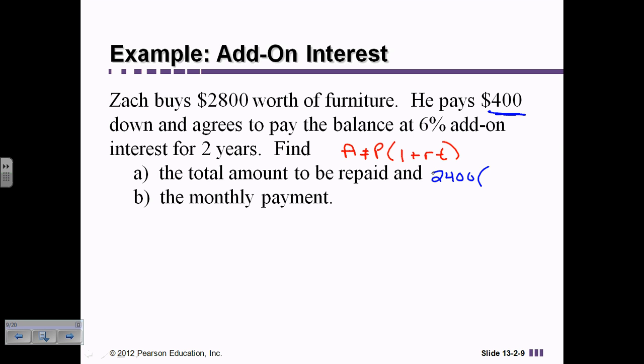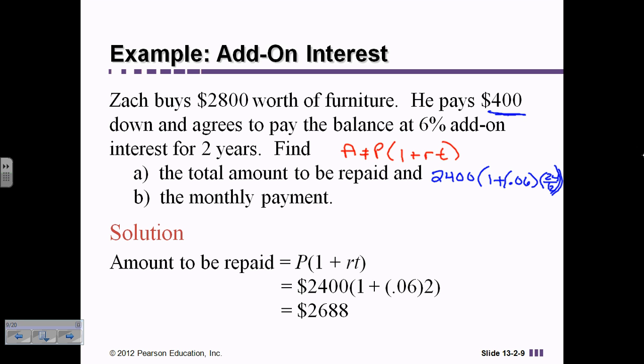So we have $2,400 times (1 plus the rate, which is 0.06, times the time, which is 2 years, or 24 over 12). If we do this calculation, we find that the amount to be repaid, in other words the future amount, is $2,688. So he's borrowing $2,400, paying $288 in interest, and the amount he has to repay is $2,688.